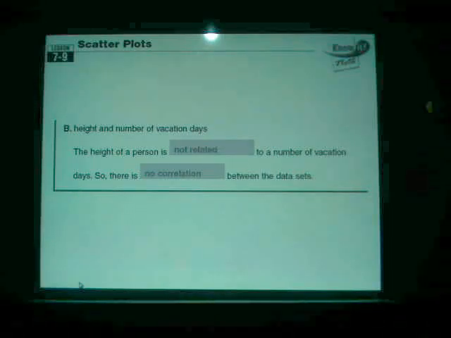Perhaps if we said height and weight, there might be a little bit better of a correlation, not necessarily always, but generally, the taller you are, the better chance you have of being a little bit heavier in terms of weight. So we could have a correlation there, but height and number of vacation days are two totally unrelated details.